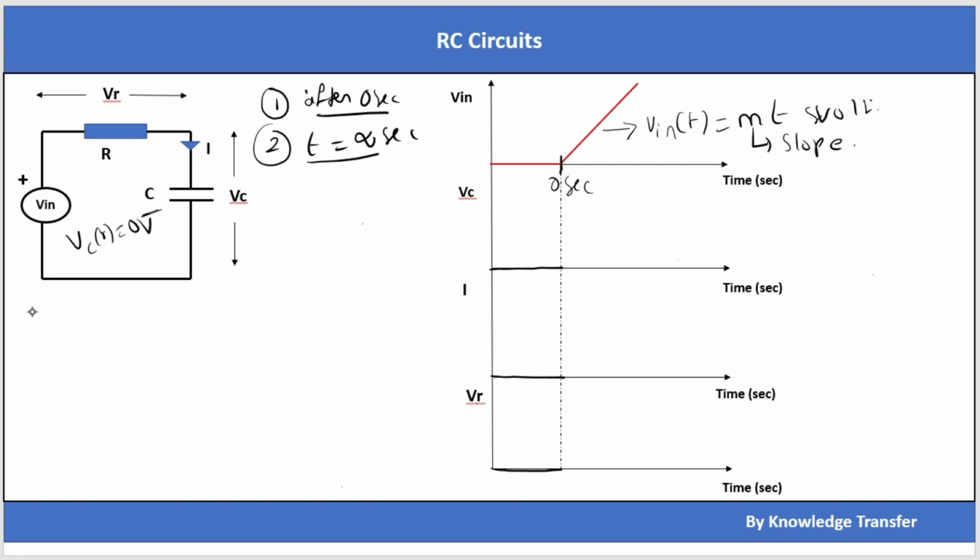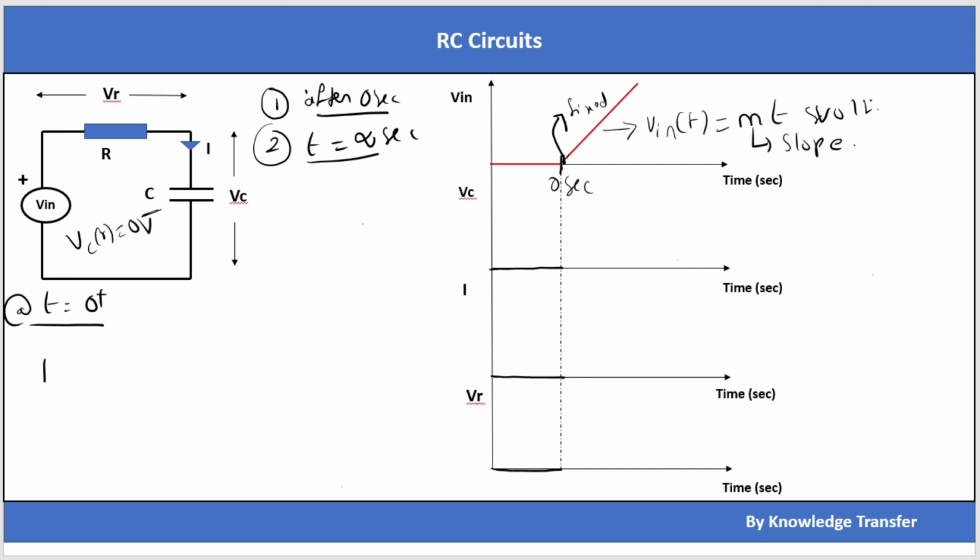Let's analyze at t equal to 0 plus. t equal to 0 plus means we are considering only a single point. Let's assume this is t equal to 0 plus. There will be some fixed voltage at only that particular point. I'm not considering the whole area. I'm considering only that particular 0 plus instant where the voltage just started.